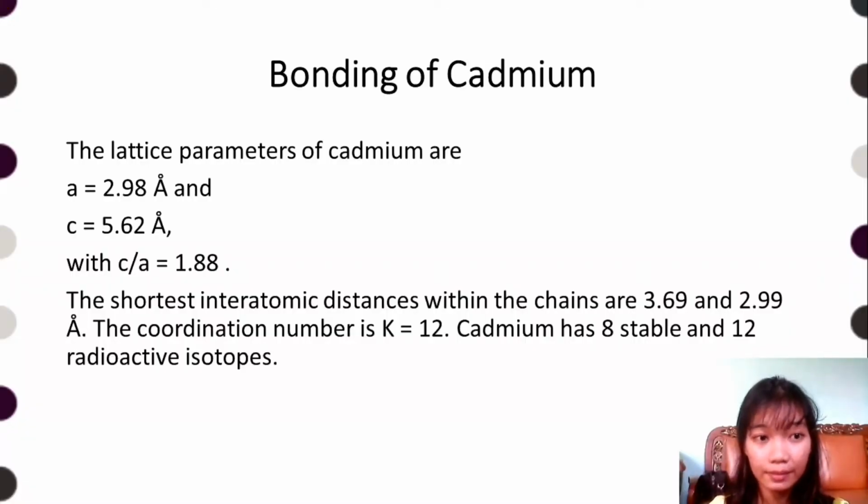Chemical bonding of cadmium. The lattice parameters of cadmium are a = 2.98 Angstrom and c = 5.62 Angstrom, with c/a being 1.88. The shortest interatomic distances within the chain are 3.69 and 2.99 Angstrom. The coordination number is K = 12. Cadmium has 8 stable and 12 radioactive isotopes.